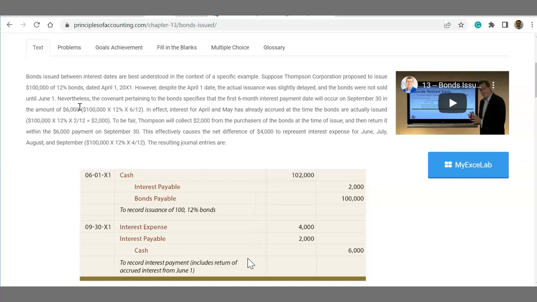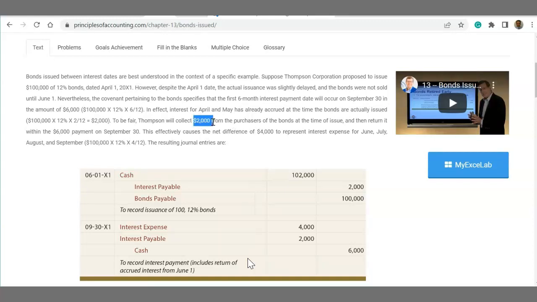Okay, so that's 6,000. 12% is 12 months. So they're going to get, let's see, I don't know why yours is 4,000. Ah, 4,000 for the actual months that the investors are investing. 2,000 will be for the, okay, here it is. I'm asking how he got 4,000. It should be 2,000. Yeah, 2,000 is correct.